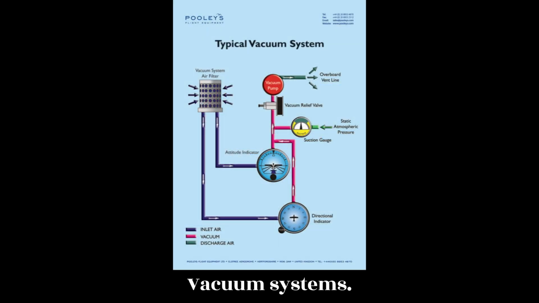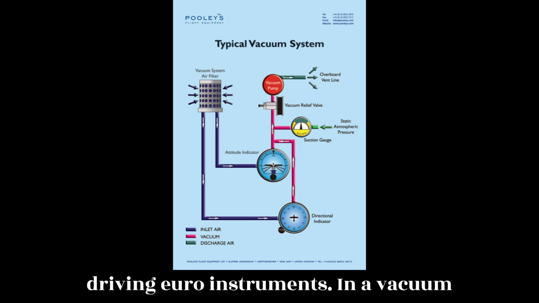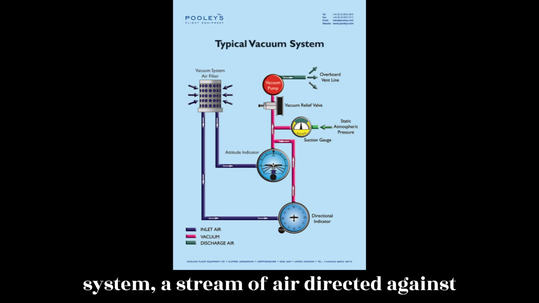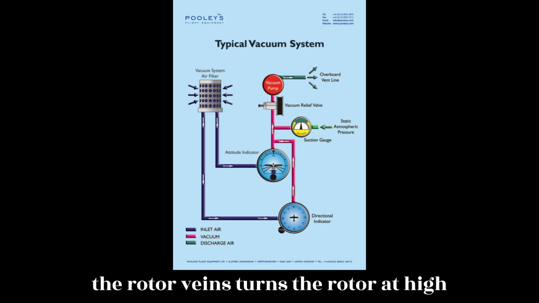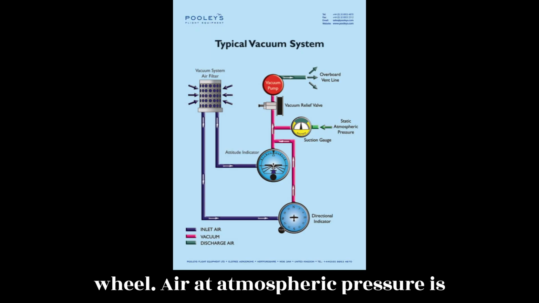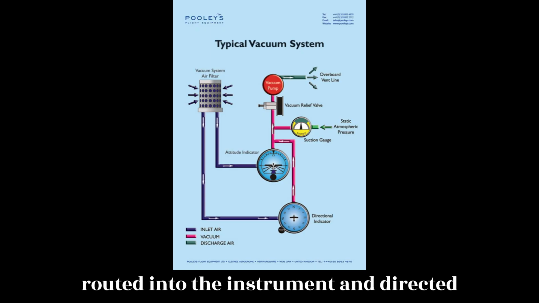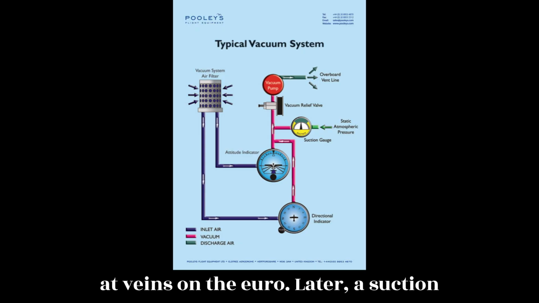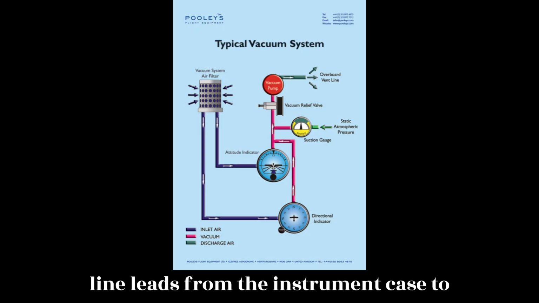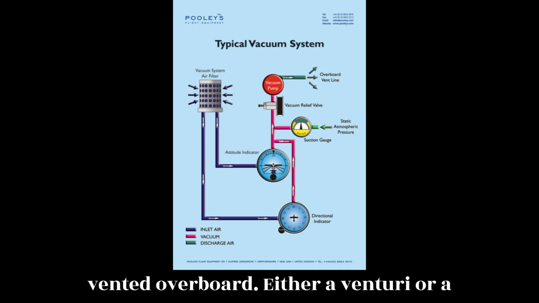Vacuum systems. Vacuum systems are very common for driving gyro instruments. In a vacuum system, a stream of air directed against the rotor vanes turns the rotor at high speed. The action is similar to a water wheel. Air at atmospheric pressure is first drawn through filters. It is then routed into the instrument and directed at vanes on the gyro rotor. A suction line leads from the instrument case to the vacuum source. From there, the air is vented overboard.